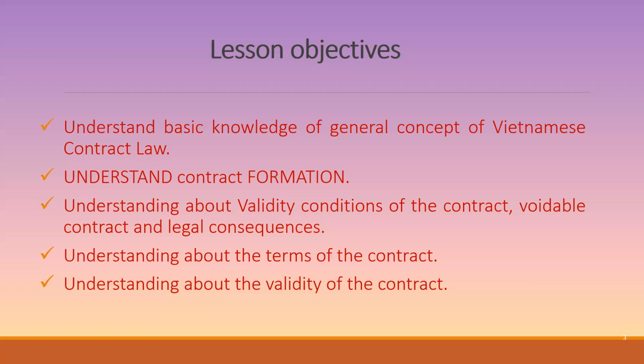Lesson objective. In this term, we understand the basic knowledge about the general concept of Vietnamese contract law, contract formation, the validity conditions of a contract, voidable contracts and legal consequences, the terms of a contract, and lastly, the validity of the contract.